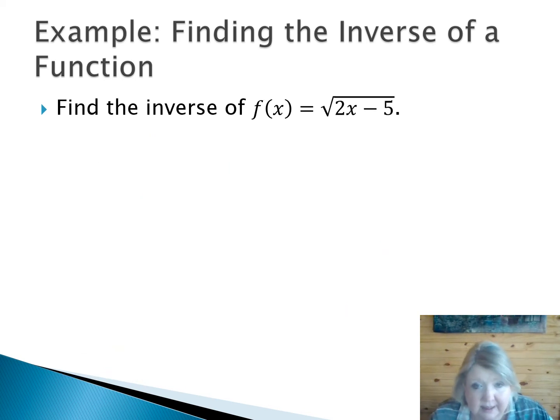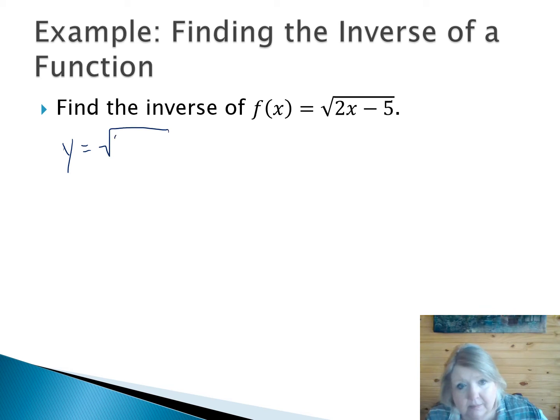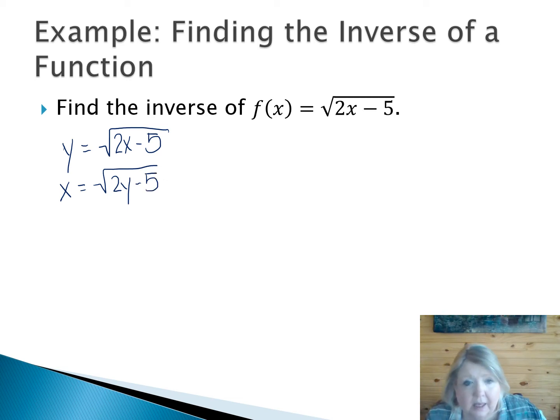Now for something that's a little bit trickier, let's look at a radical equation. Find the inverse of f of x as the square root of 2x minus 5. Okay, so I'm going to put y in the place of f of x. Then I'm going to exchange x and y. Then I'm going to solve for y.